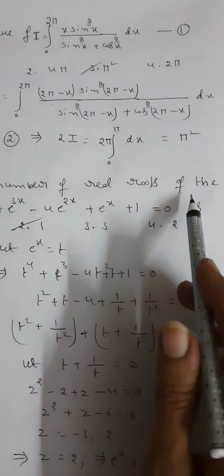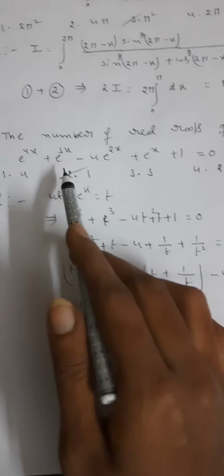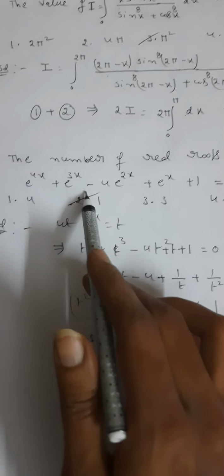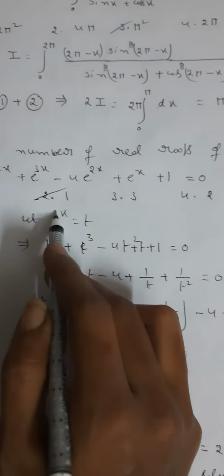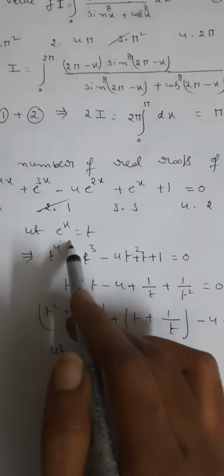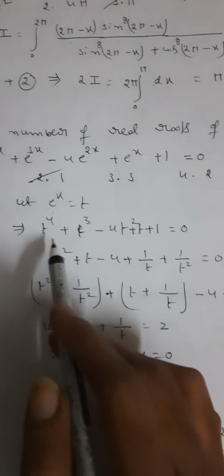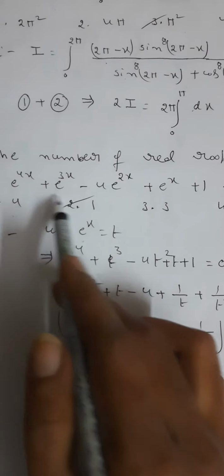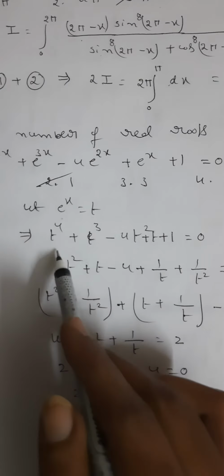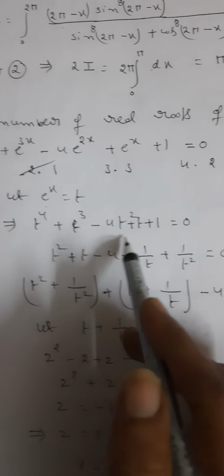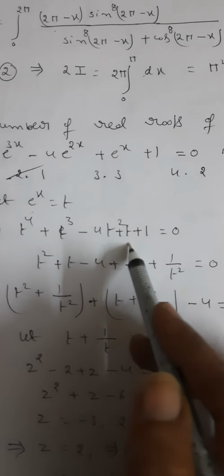Next, fourth one, the number of real roots of the equation. See here, given equation e to the power of 4x plus e to the power of 3x minus 4 into e to the power of 2x plus e to the power of x plus 1 is equal to 0. See the options. First option is 4, second option is 1, third option is 3 and fourth option is 2. Here first you have to consider e power x is equal to t. In this, e to the power of 4x, e to the power of 3x, in this e power x place I am taking t. E power x is equal to t, so t power 4 plus t cube minus 4t square plus t plus 1.